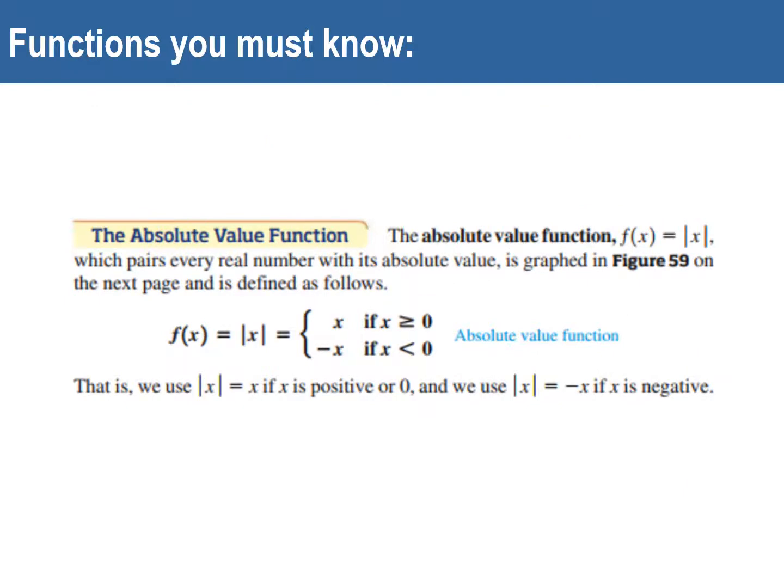The absolute value function, f of x is the absolute value of x, is defined to be a piecewise function. It's defined to be x when x is greater than or equal to 0, and negative x when x is less than 0.